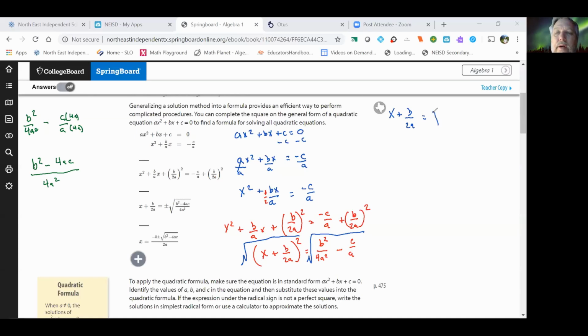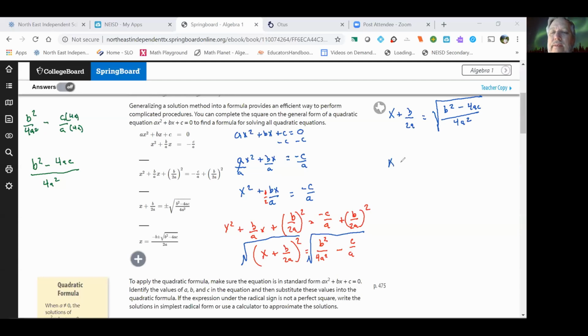So in the radical, I have b squared minus 4ac, all that over 4a squared. Now, what I want to do is take the square root of the top and the square root of the bottom. Instead of having it in one bracket, I'm going to put it in 2 different brackets.